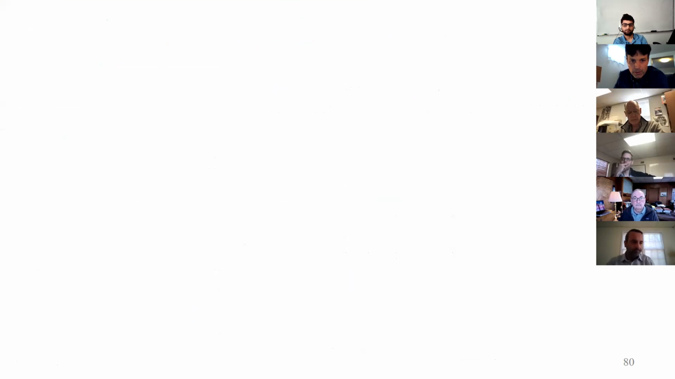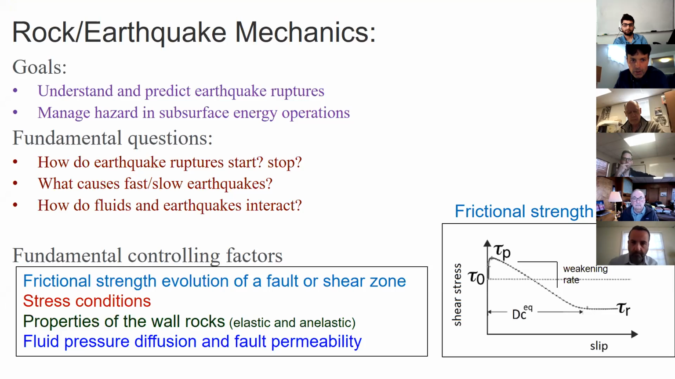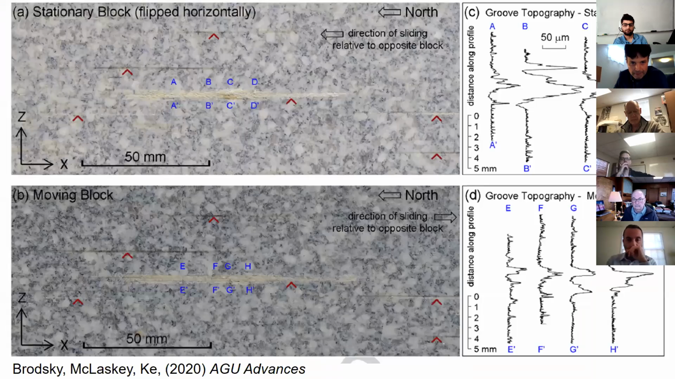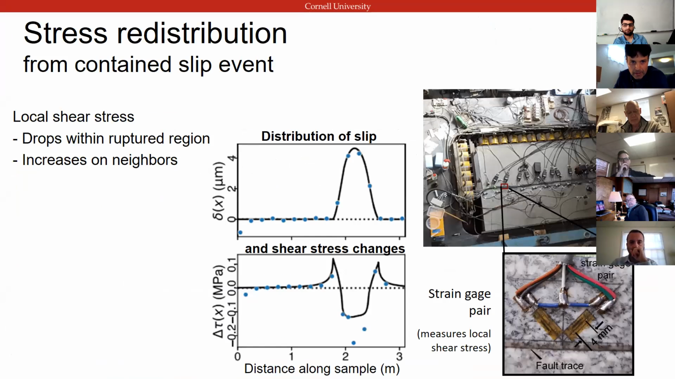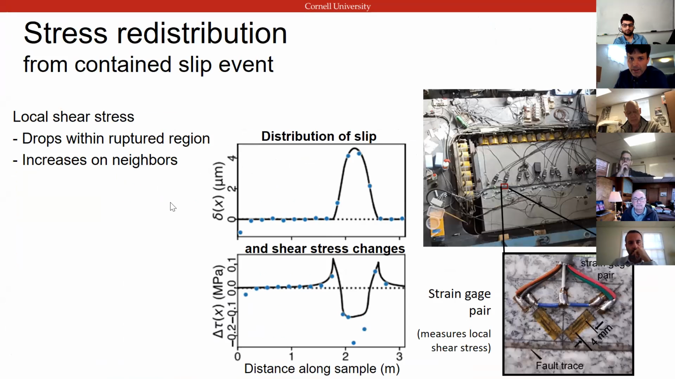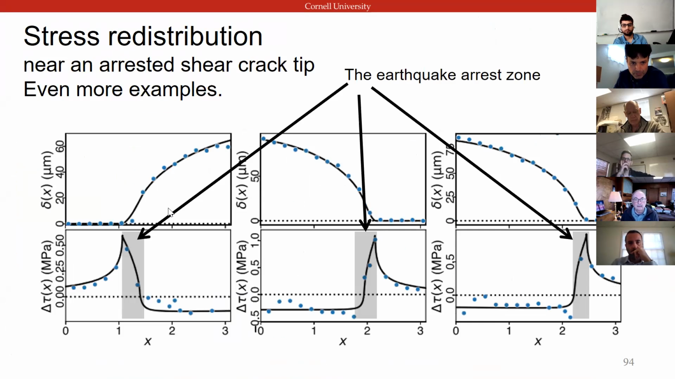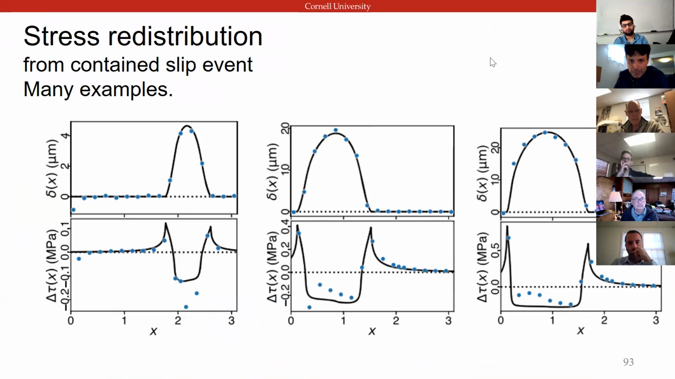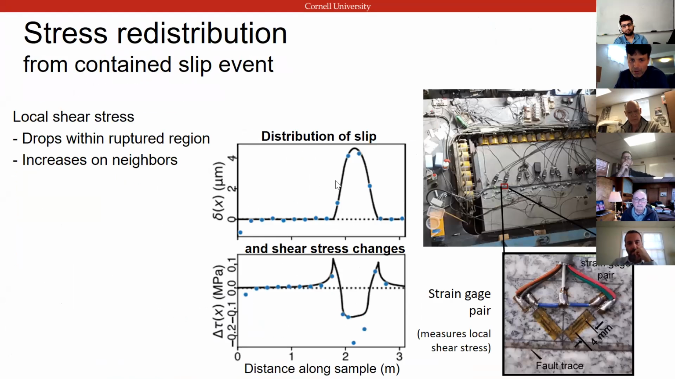Ground motions, rupture arrest. All right, so how do we get here? Okay, the rupture arrest part is done in collaboration with my former student Huey Ke and Dave Kammer. So we've got these confined events, and I showed this example before of the distribution of slip and then the distribution of shear stress changes.